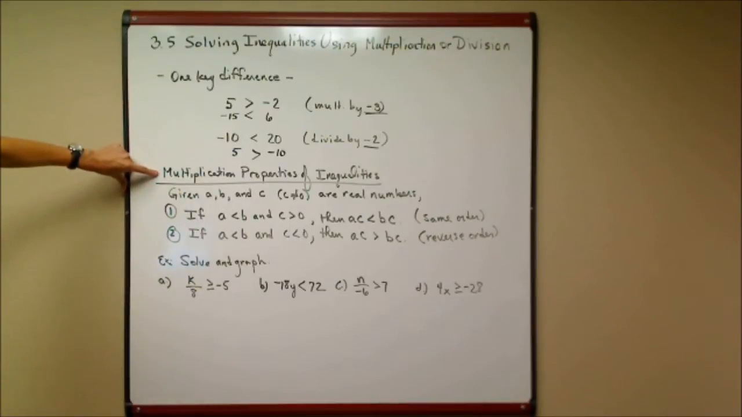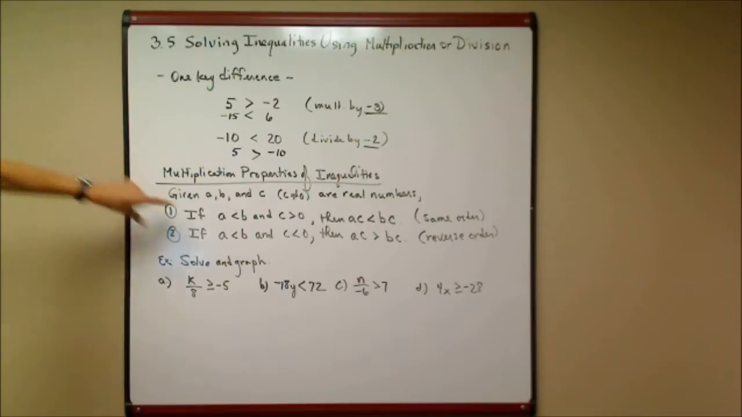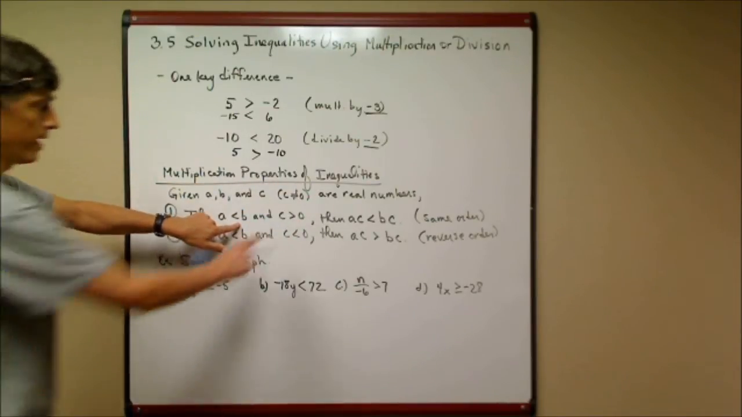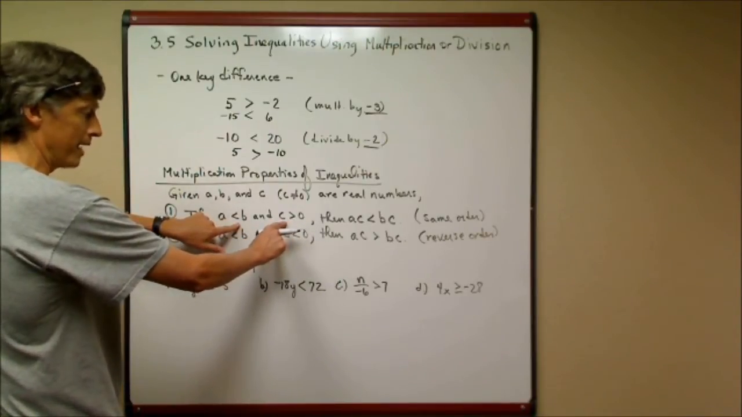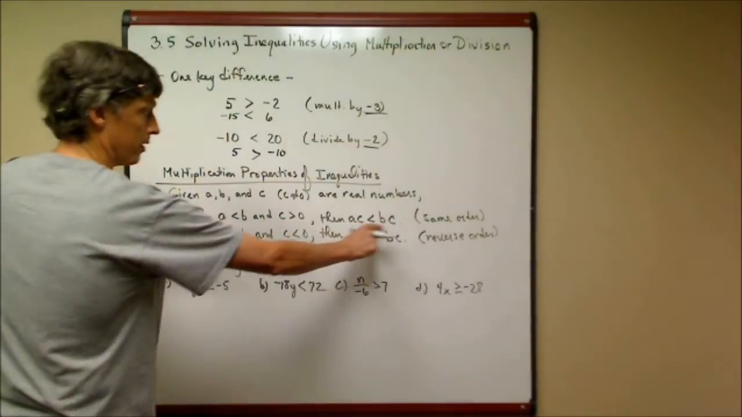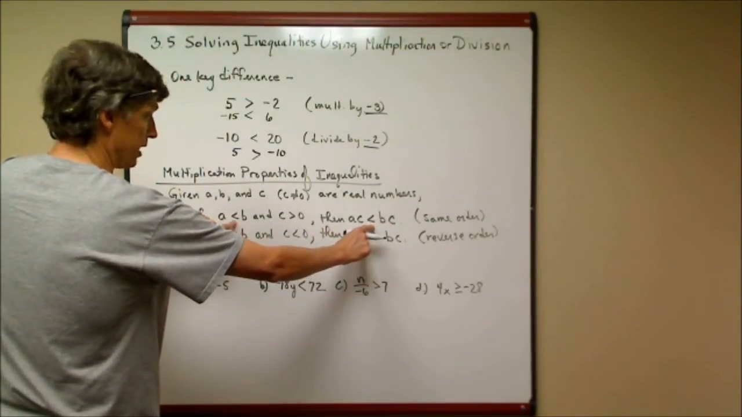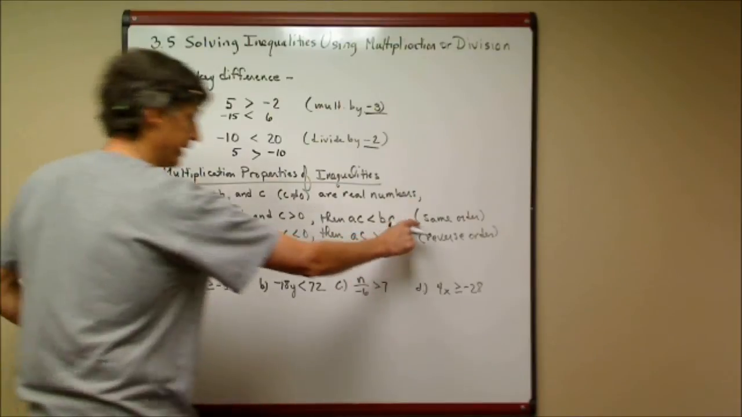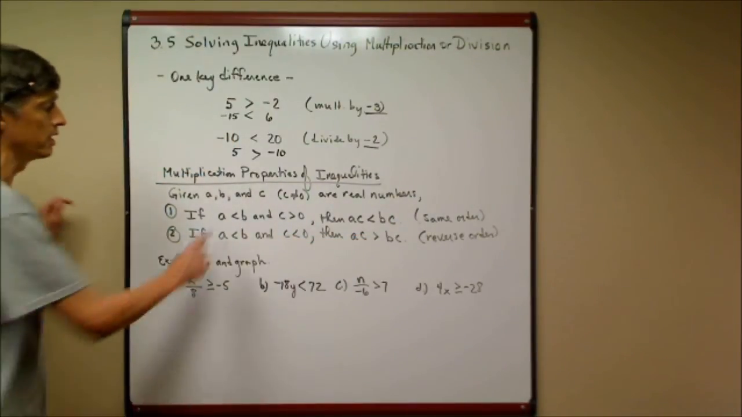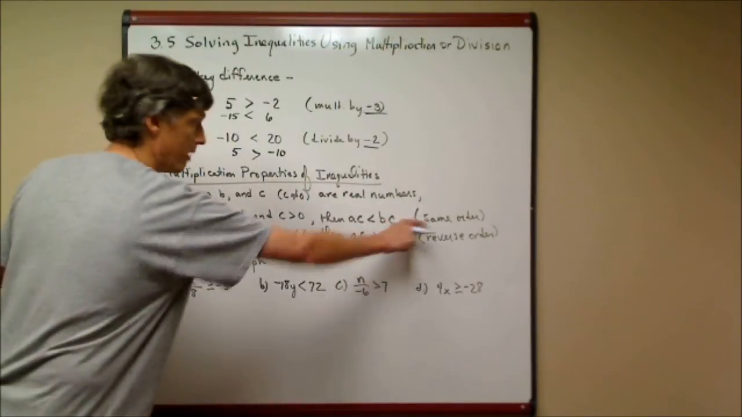Now, this is an abbreviated version. And the reason I only have multiplication here instead of multiplication and division is because the rule is pretty much the same. Given A, B, and C, C not equal to 0 as real numbers, if A is less than B and C is greater than 0, that means it's positive. If I multiply both sides by a positive number, it stays less than. You see how it's less than here? It's less than here. It keeps the same order. Dividing the same thing. If I divide both sides by a positive number, I keep the same order.